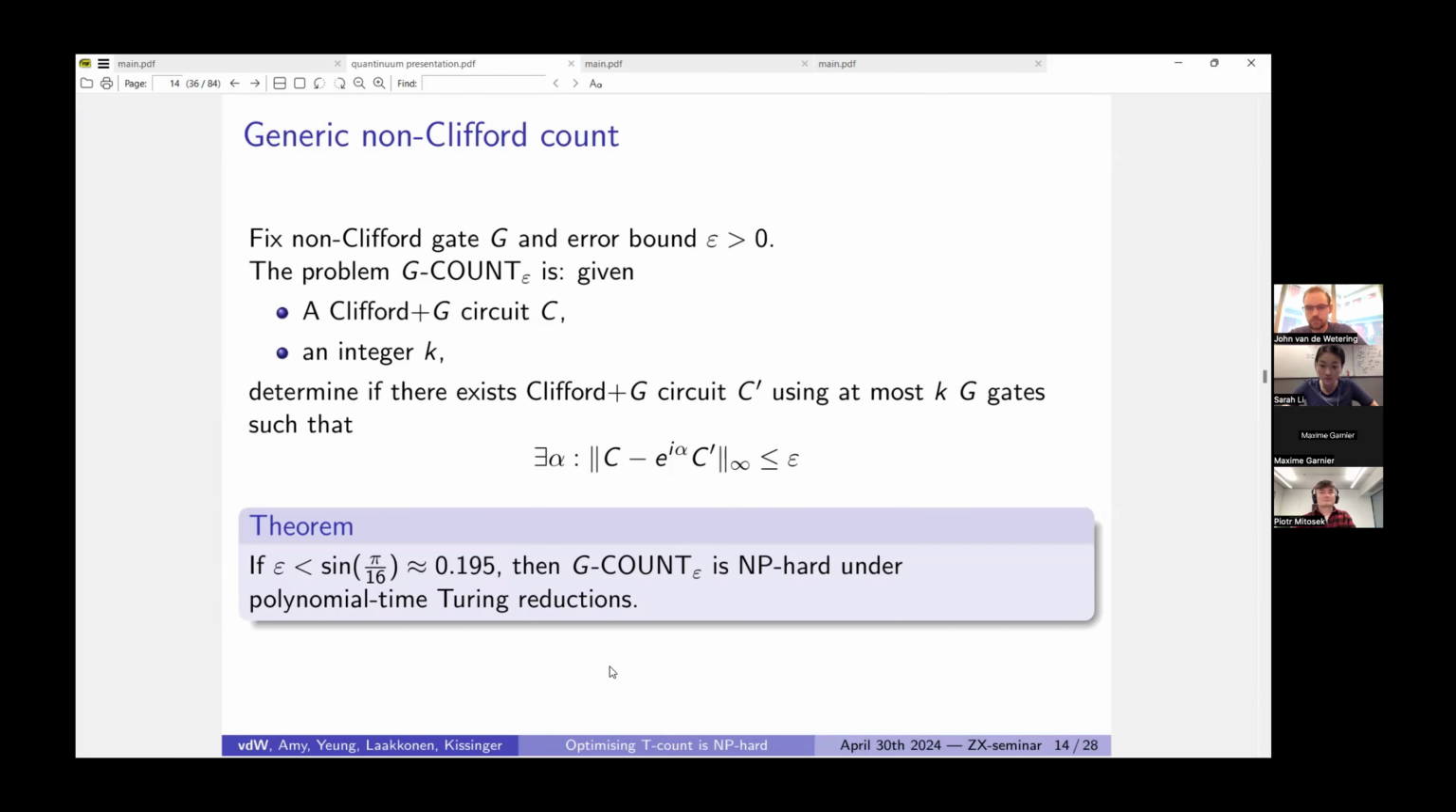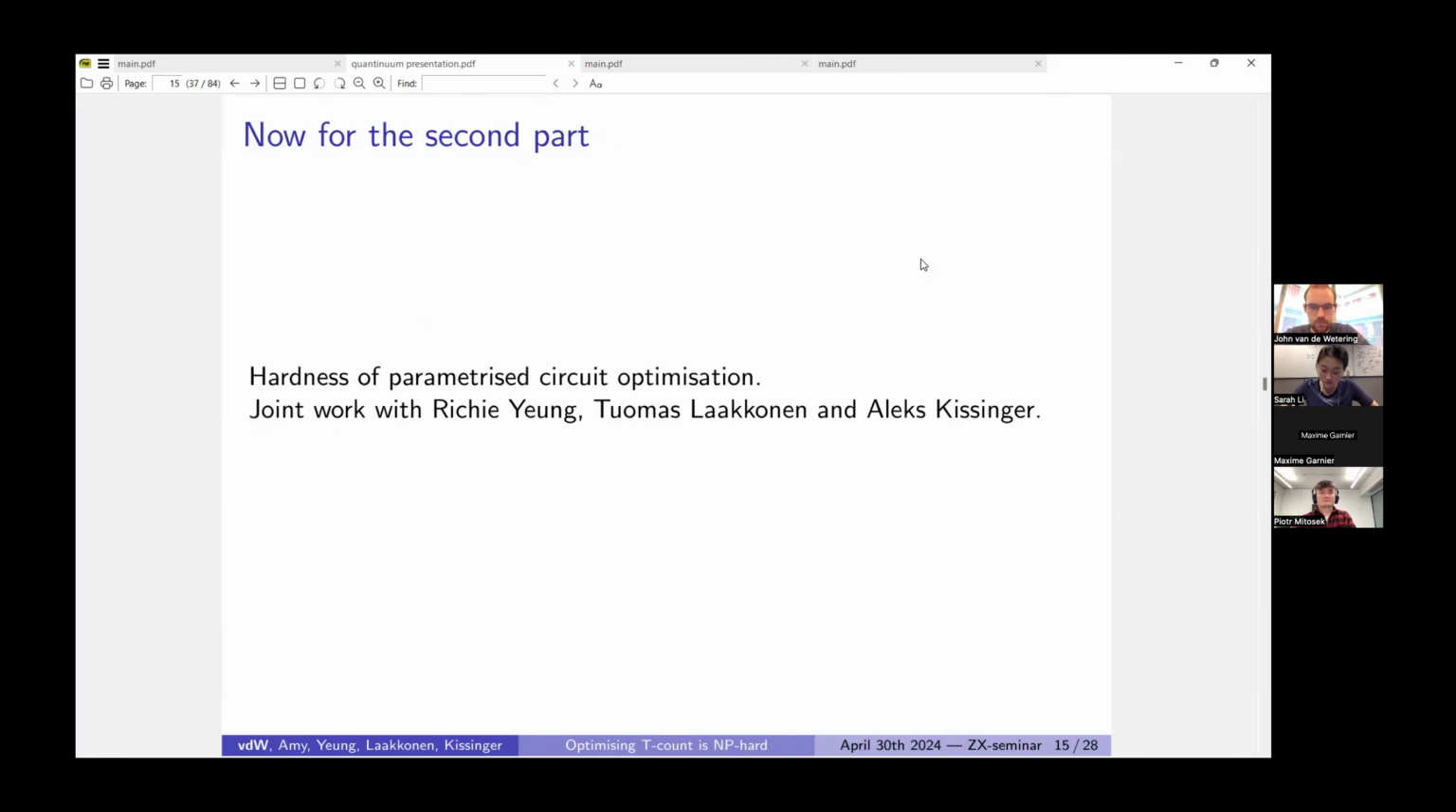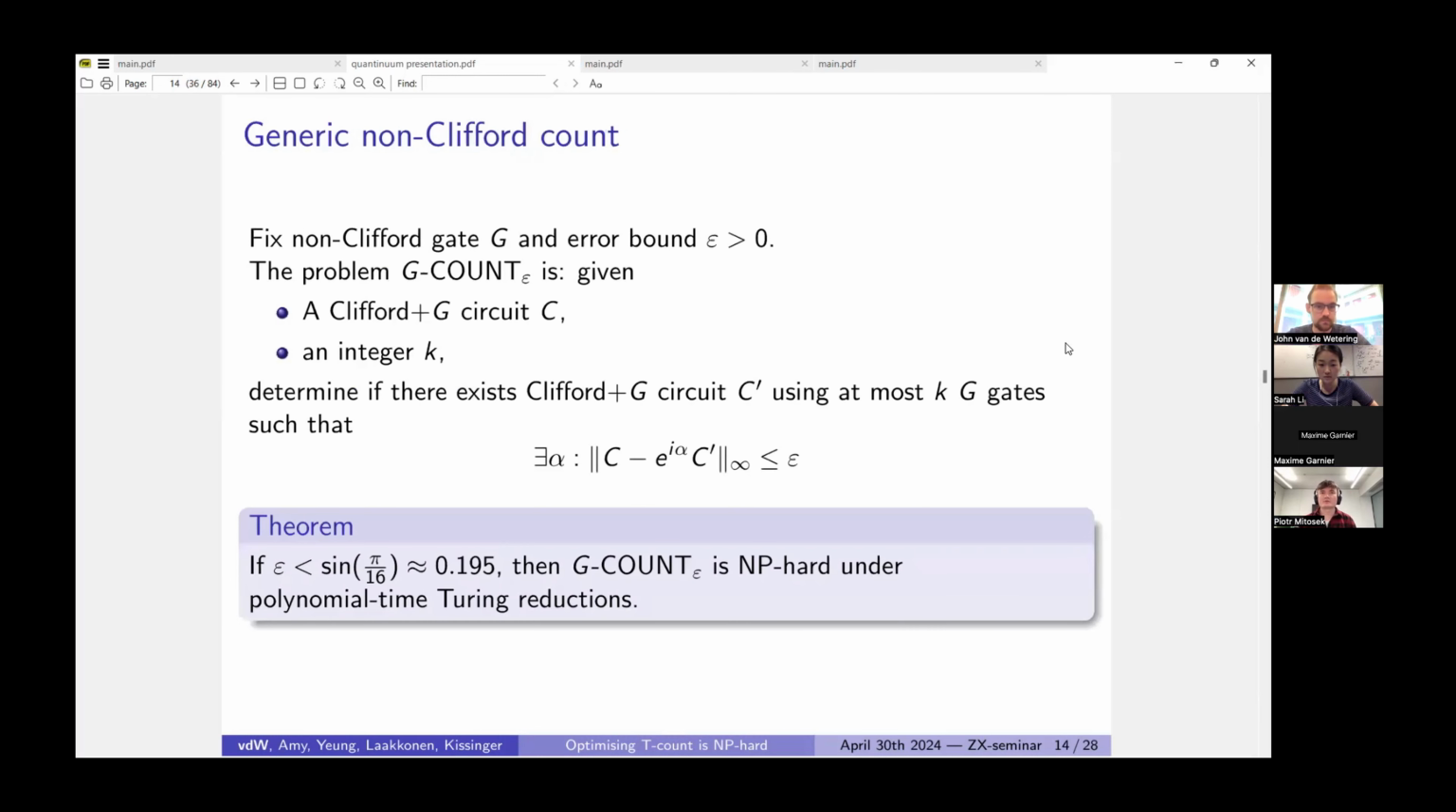Okay, should I continue? Sorry, one more question. Can you tell a little bit about the upper bound for this problem G-count epsilon? Is it also going to be in NP, or NQP? I haven't thought about that.